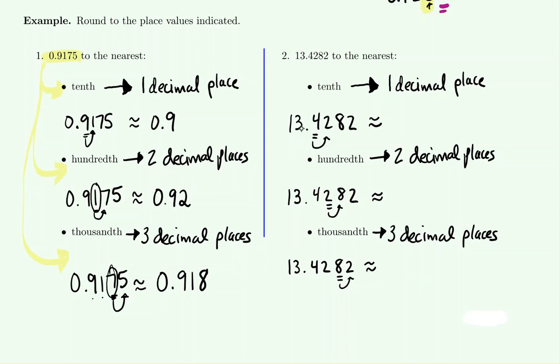Okay. Now working on our first problem, 13.4282 to the first decimal place, to the tenths place. We look to the right, it's a 2, less than 5, so that stays the same, and it would round to 13.4. To our next one, we would round that, it's an 8, so this gets incremented up by 1 to 13.43. To the third decimal place, or the thousandths place, we look to the right and it's a 2, less than 5, so this stays as it is, 13.428.